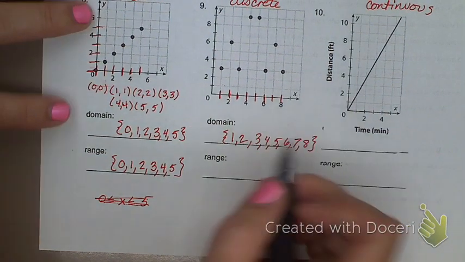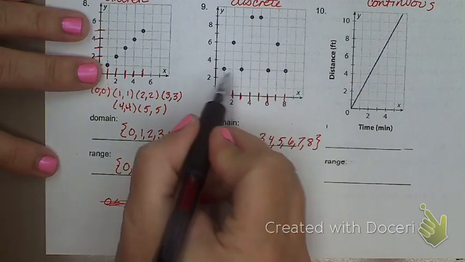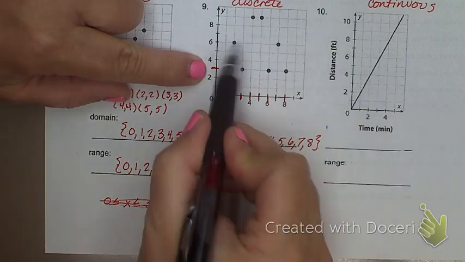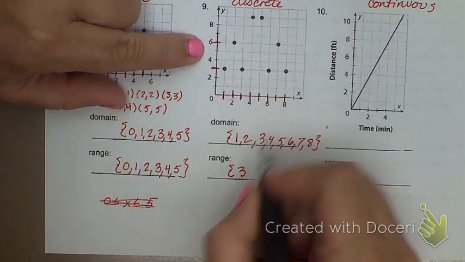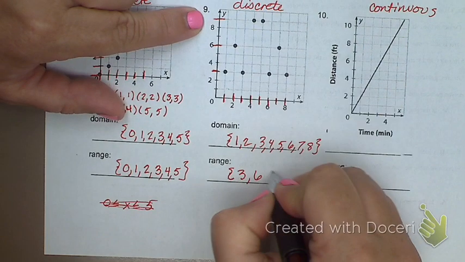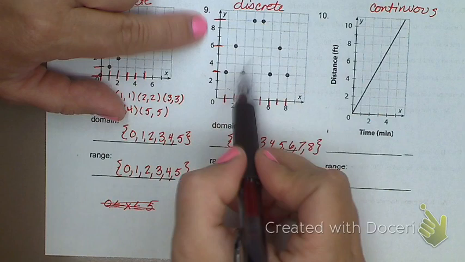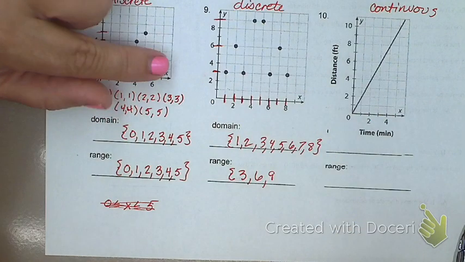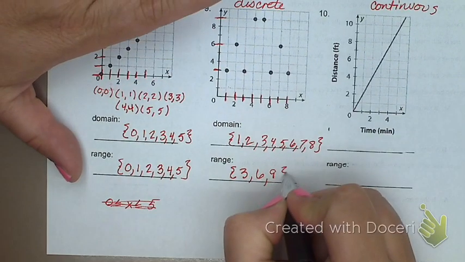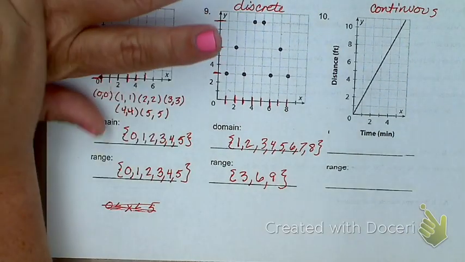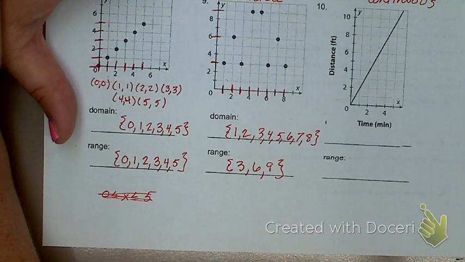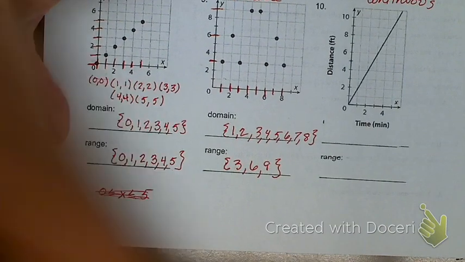Now let's look at y values, my range. This point has a y value of 3, right? This one has a y value of 6. This one has a y value of 9. This one's also 9. This one's also 3. There's no other y values except for 3, 6, and 9, right? They're just duplicated then. So that's the end of my range. Capiche? All right.